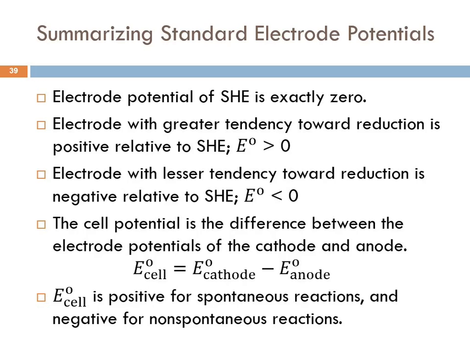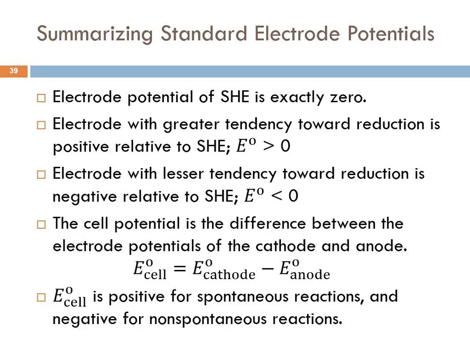So this is kind of a summary of what we've been talking about. The electrode potential of the standard hydrogen electrode is exactly 0 because we decided that. An electrode with a greater tendency toward reduction is going to be positive with respect to the SHE. And so E0 is going to be greater than 0. Greater tendency toward reduction. So that means it's happy about being reduced. Reduction is gain of electrons.